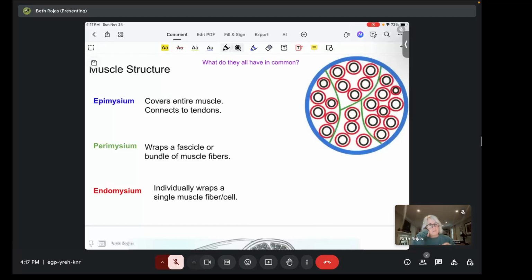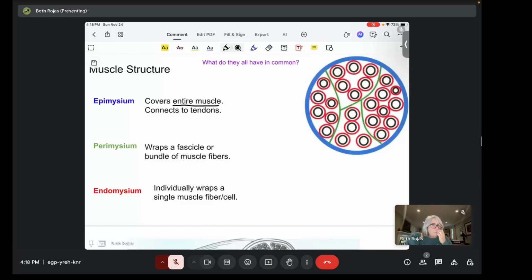So the epimysium in blue is covering the outside, the entire muscle, okay? So when we do our chicken wing dissection, which I'm hoping to do when I come back, you can see the epimysium. It's connected directly to a tendon. You'll be able to see it clear as day on that chicken wing.